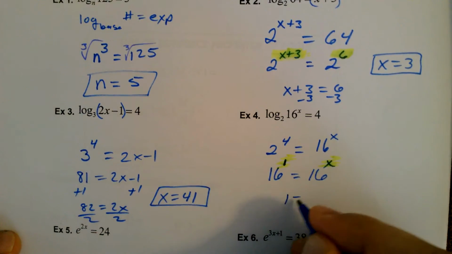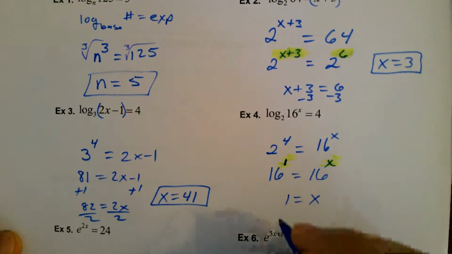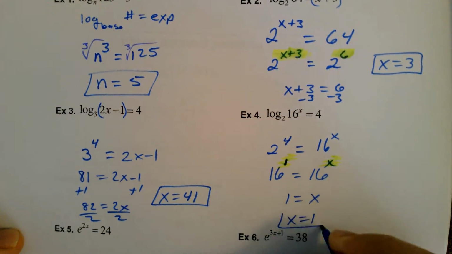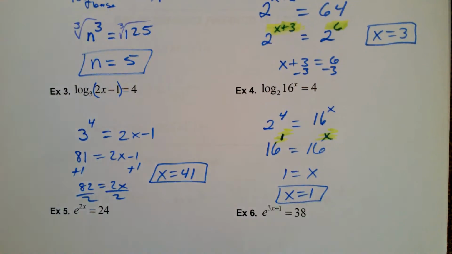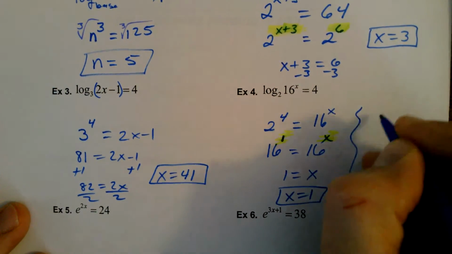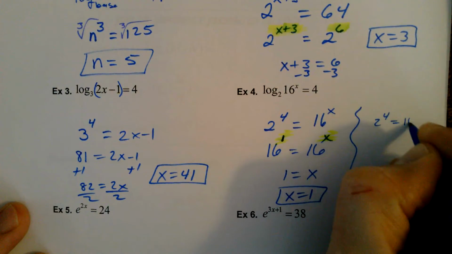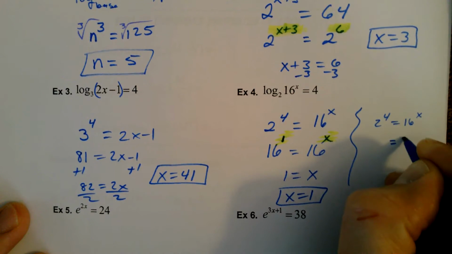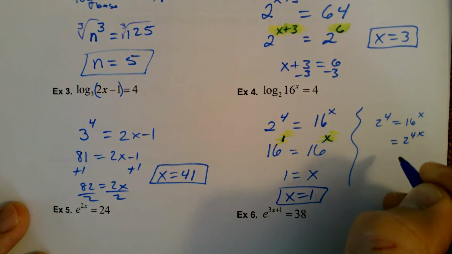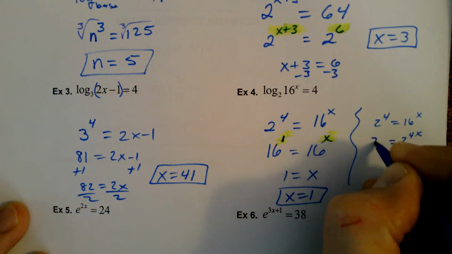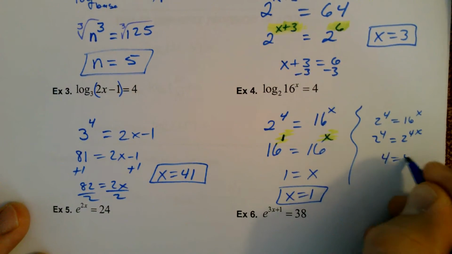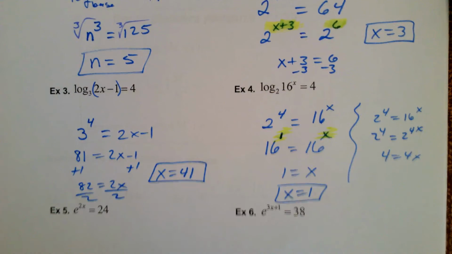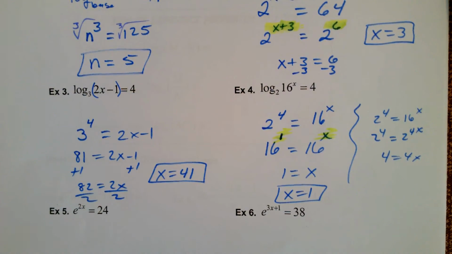Bases are the same, so exponents must be equal. So I get 1 equals x, or we prefer x equals 1. The other thing you could have done, if you had 2 to the 4th equals 16x, is make 16 into 2 to the 4th, and then times x is 2 to the 4x. Then 4 equals 4x, divide, and you get x equals 1 that way. You had 2 different ways to solve that one.